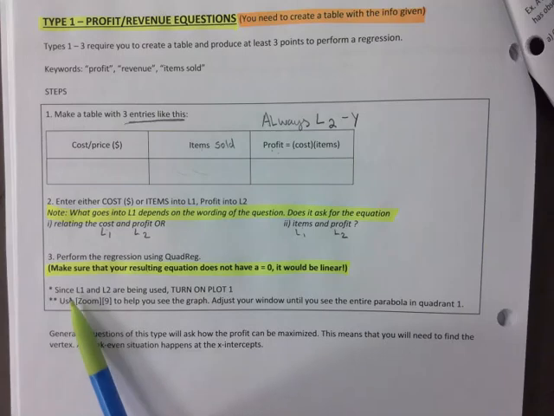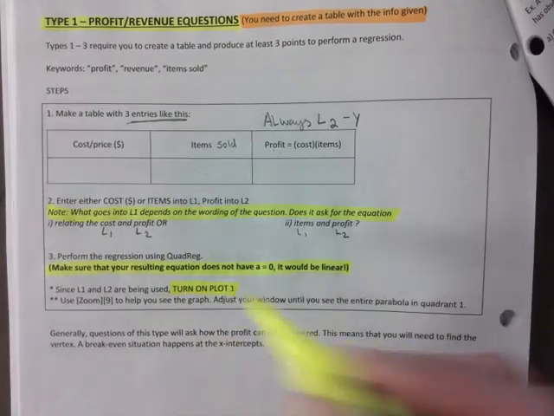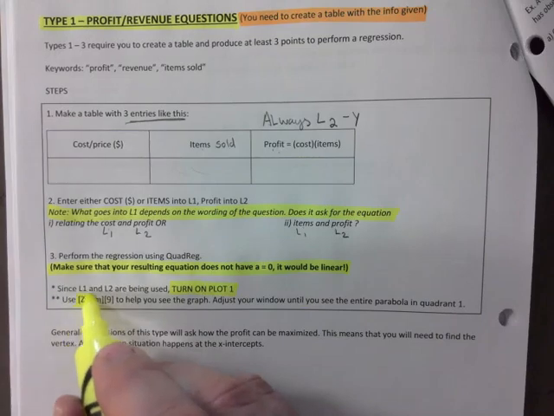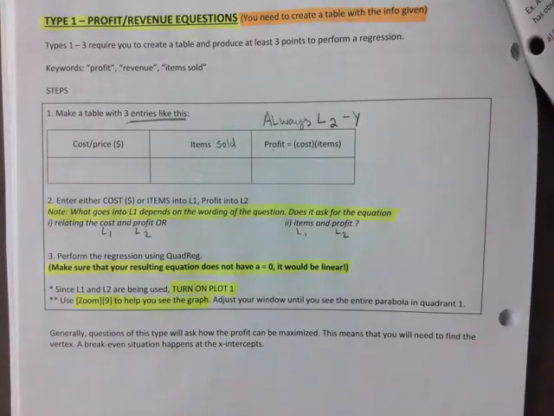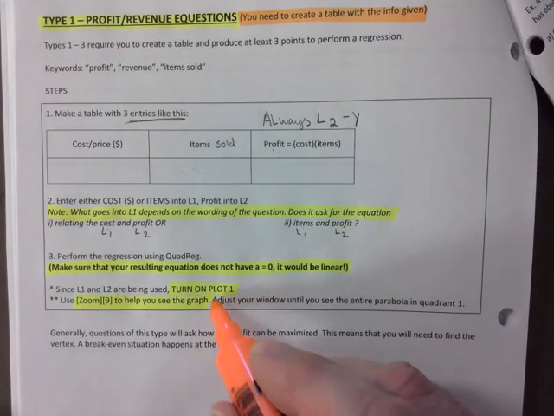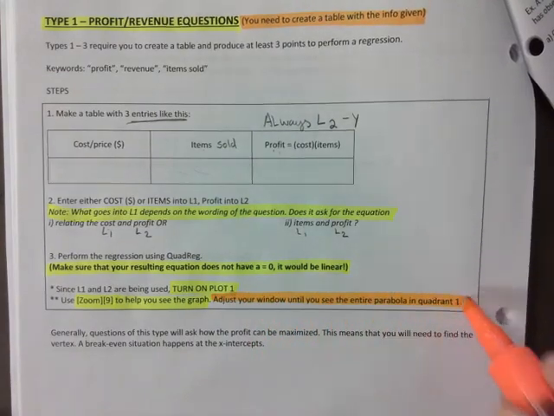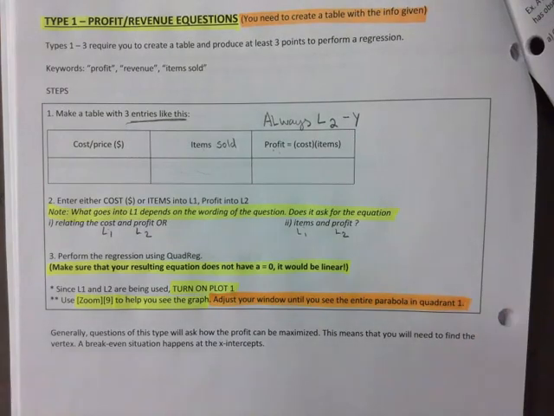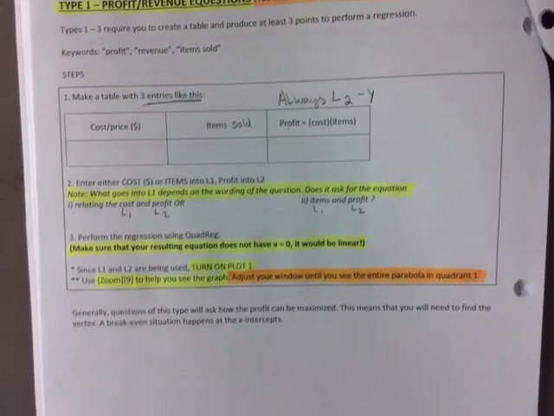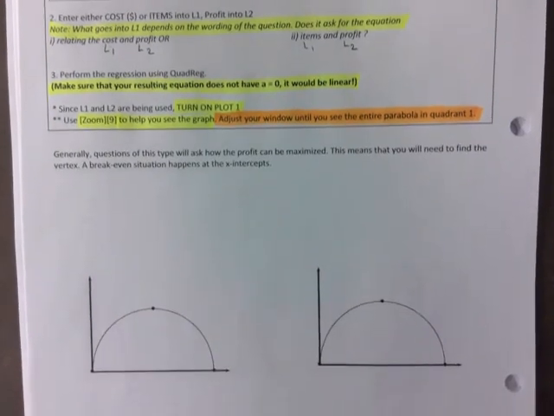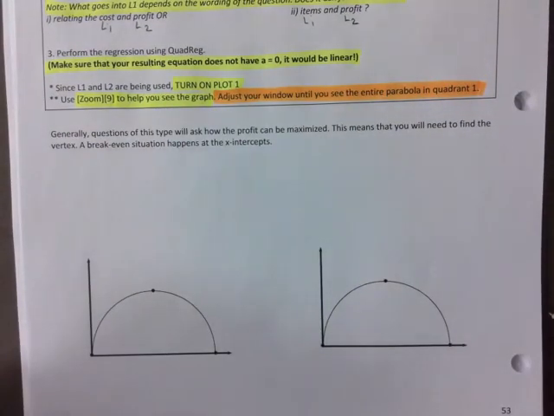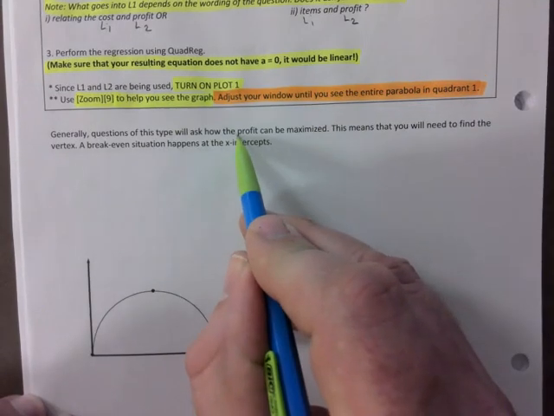Okay? Since L1 and L2 are being used, turn on plot 1. Okay? Obviously, for all the regressions, we turn on plot 1. And we use Zoom 9 to help us see the graph. However, you're not sleeping, right? You're paying attention? Students always think Zoom 9 does it. That's it. No. You have to adjust your window until you see the entire parabola in quadrant 1. Okay? That's important.